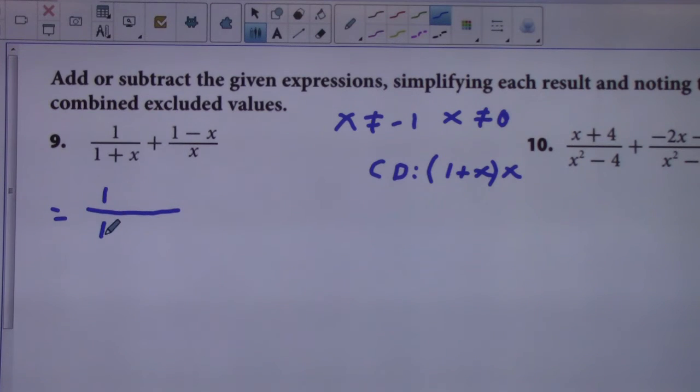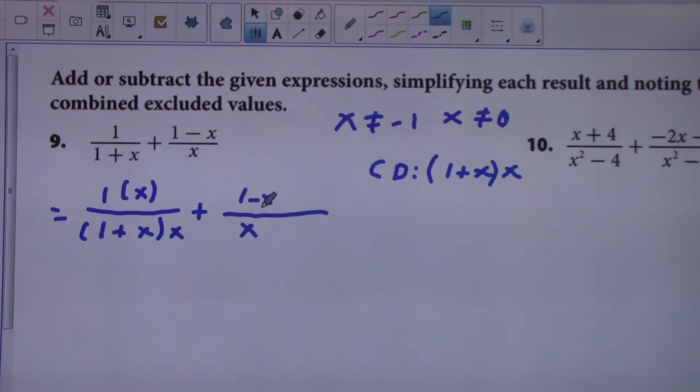over 1 plus x. And what do we have to do now to get our common denominator here? We have to do what? What do we have to multiply by? We have to multiply by x, right? So we multiply by x. What else do we have to do? We have to actually multiply the top by the same thing, right? And then, so now we have plus, it's going to be 1 minus x, and down here we have x.